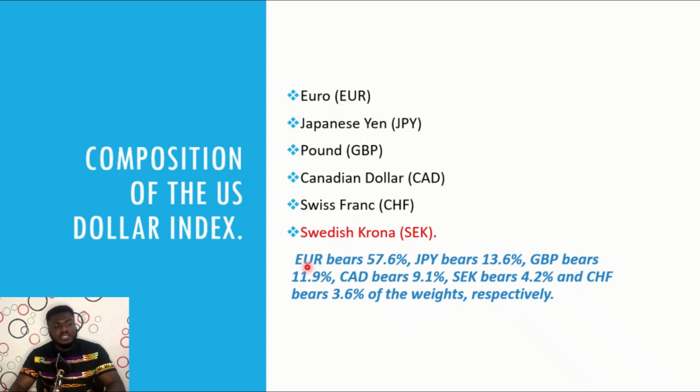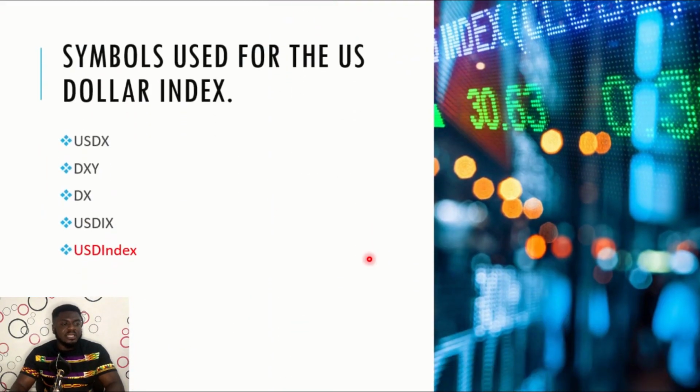We can see from this slide that euro bears the highest percentage of the dollar index, which is actually 57.6% of the index. The JPY bears 13.6% on the index. The GBP bears 11.9%, and so on. CHF also bears the least amount of percentage on the dollar index, which is 3.6%. So since the euro bears 57.6% on the index, it has the highest weight in the index and it has the highest correlation value when it comes to correlation with the dollar index.